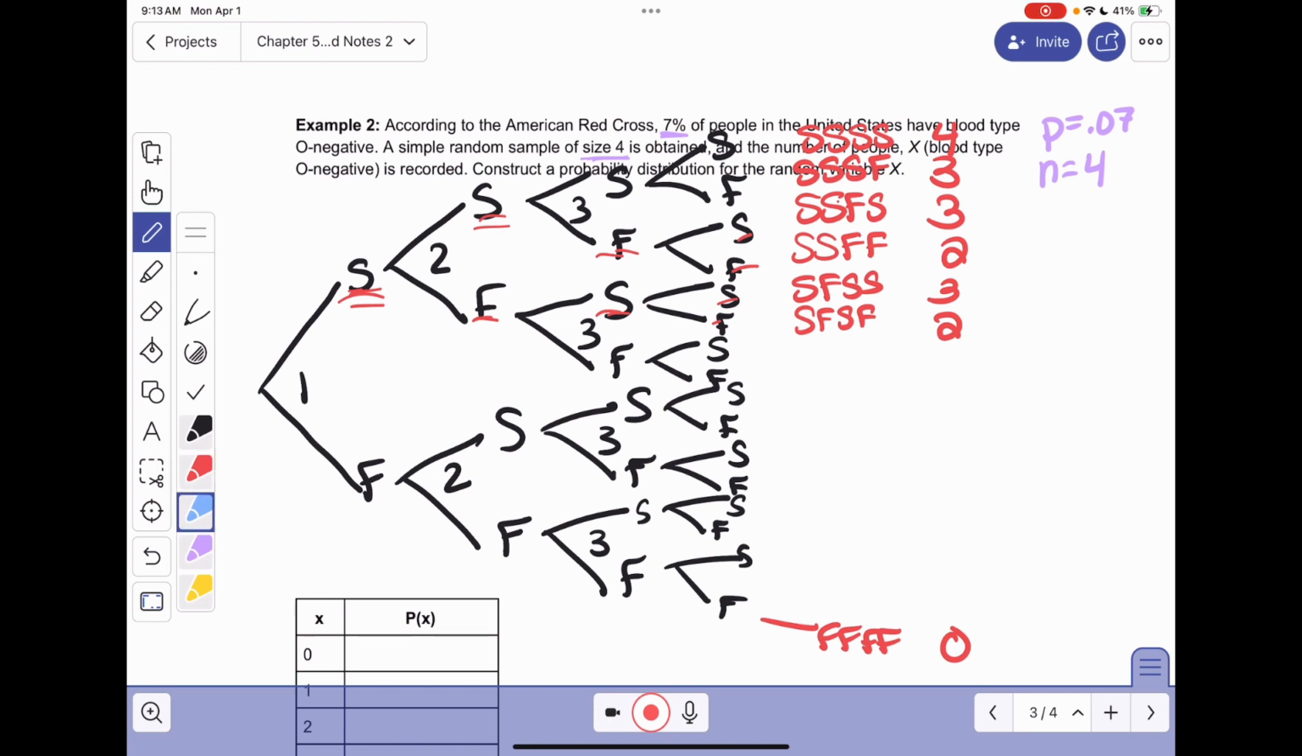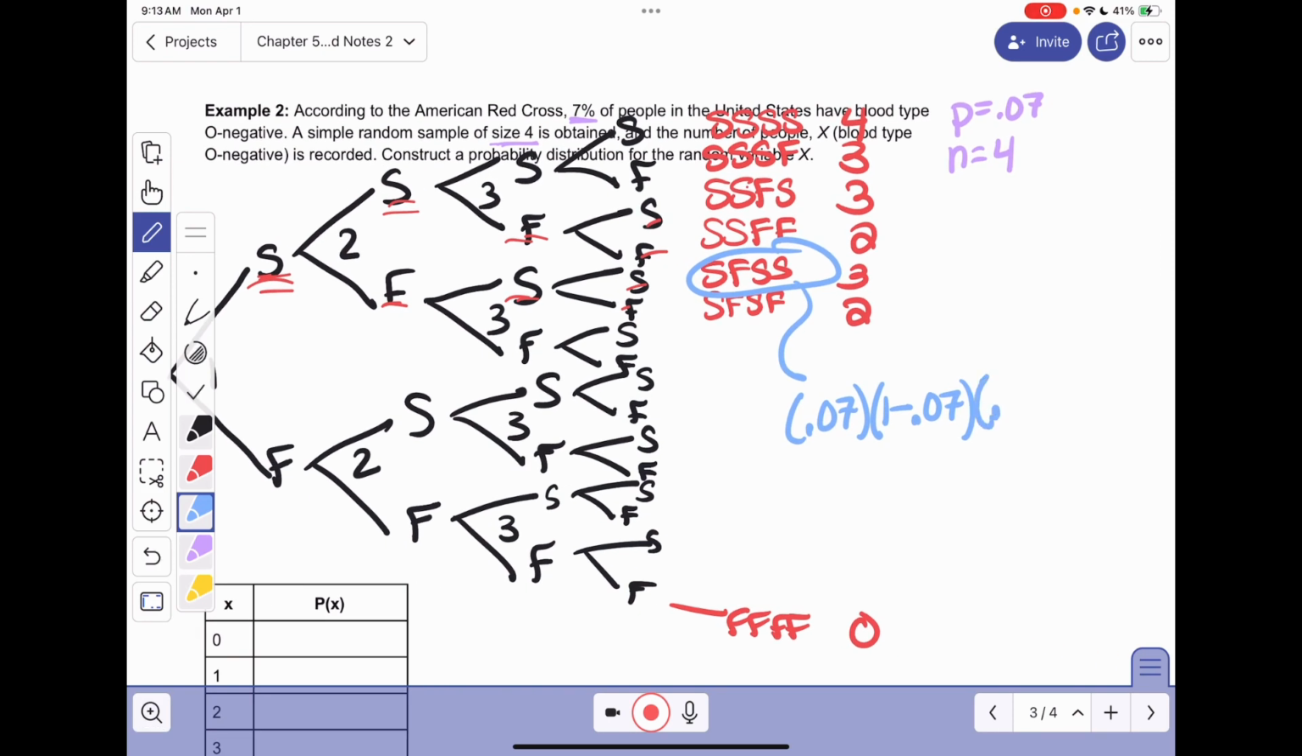And then we find the probability for each of those. So if I were doing this one, my probability of success is 0.07. So my probability of failure is 1 minus 0.07. And then probability of success.